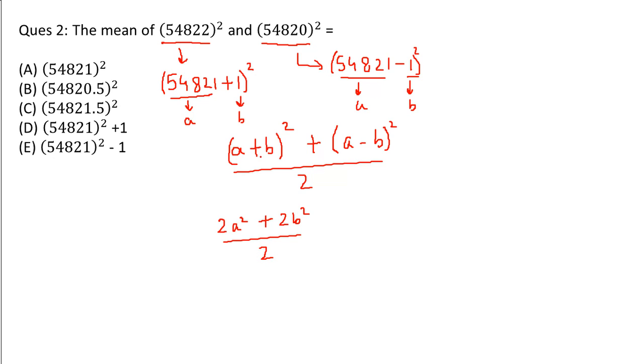1A square from (A plus B) to the power 2 and 1A square from (A minus B) to the power 2. Similarly for B square, and 2AB and minus 2AB cancels out. So this 2 also cancels out and I get the answer as A square plus B square. A was 54821 and B was 1. So the answer is D, that is 54,821 to the power 2 plus 1, because 1 square is equal to 1.